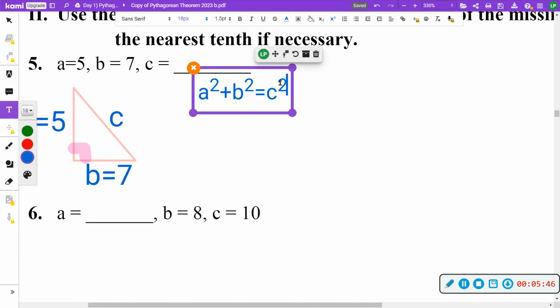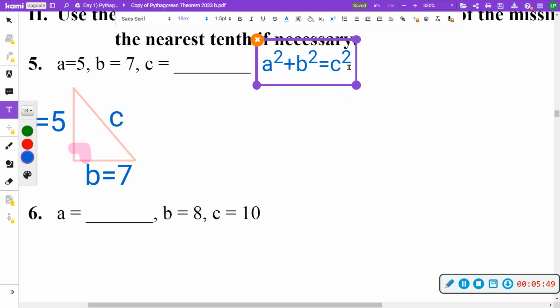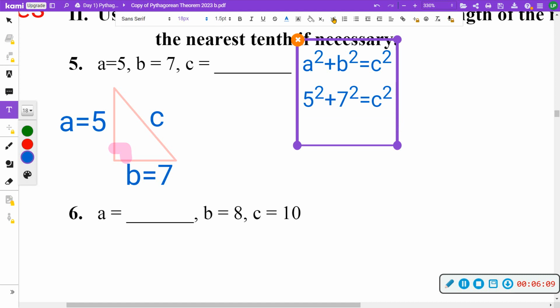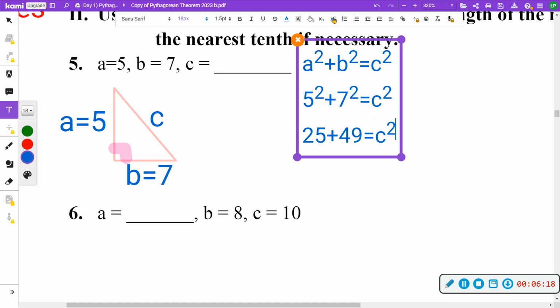So when I plug into this formula, A is 5. Okay, so I got 5 squared plus 7 squared, because B is 7, and that equals C squared. Doing some math, 25, that's 5 squared. 7 times 7 is 49, and that equals C squared. And then if you take 25 plus 49, you get 74.